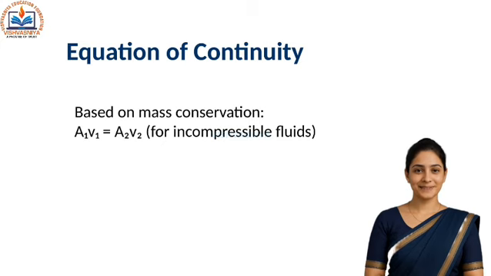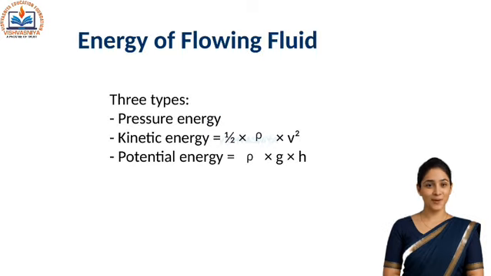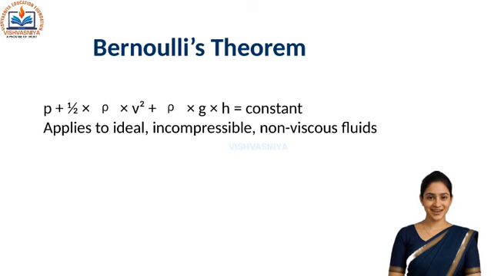This principle is based on mass conservation. For an incompressible fluid, we use area multiplied by velocity equals constant. Energy of flowing fluid. A flowing liquid possesses pressure energy, kinetic energy, potential energy. Bernoulli's theorem. Bernoulli's equation is pressure plus half rho v squared plus rho gh equals constant. This explains how airplanes lift off.